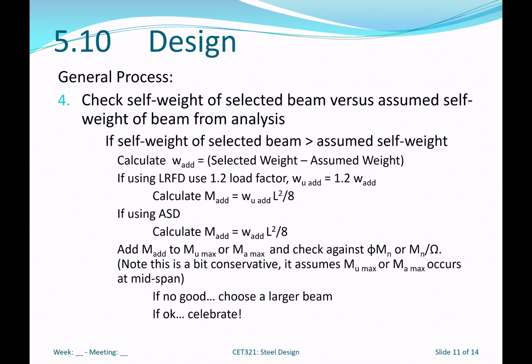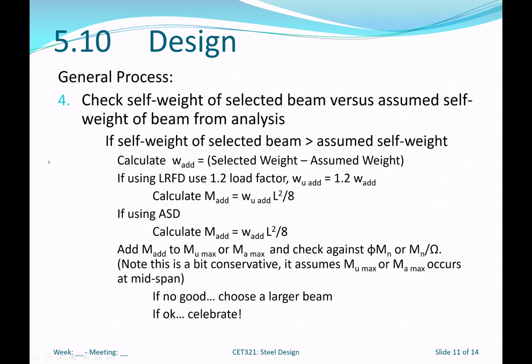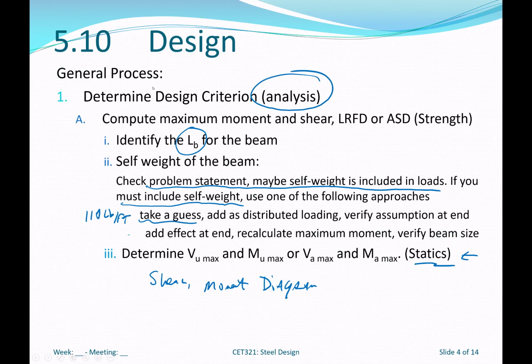So if the weight of the beam you selected, say I picked the W21 by 141, I don't know if that's a real beam or not, that's what I came up with, I want to check that against what I assumed. If I come back to slide 4, I just guessed and said, okay, 110.